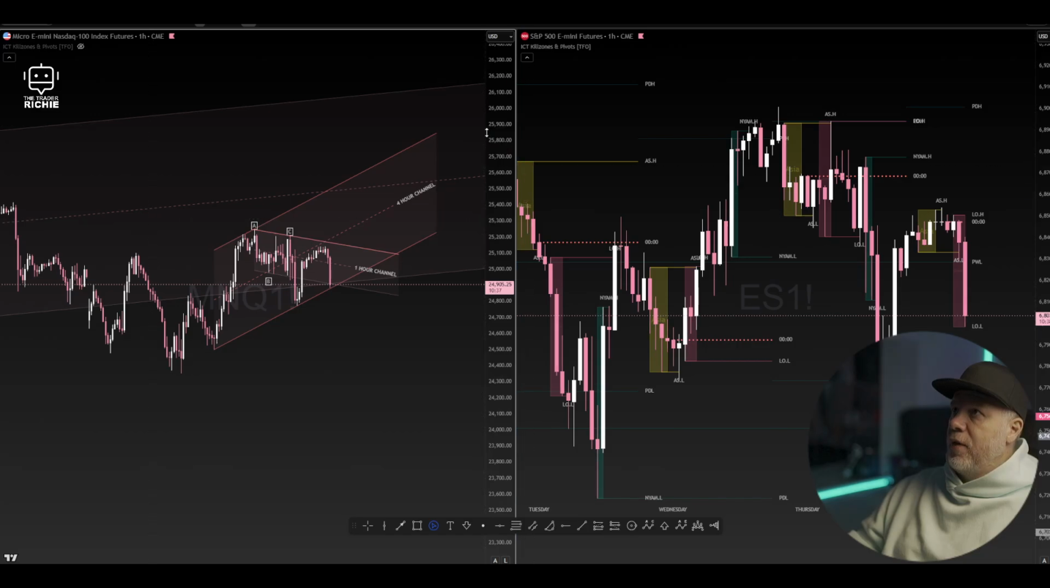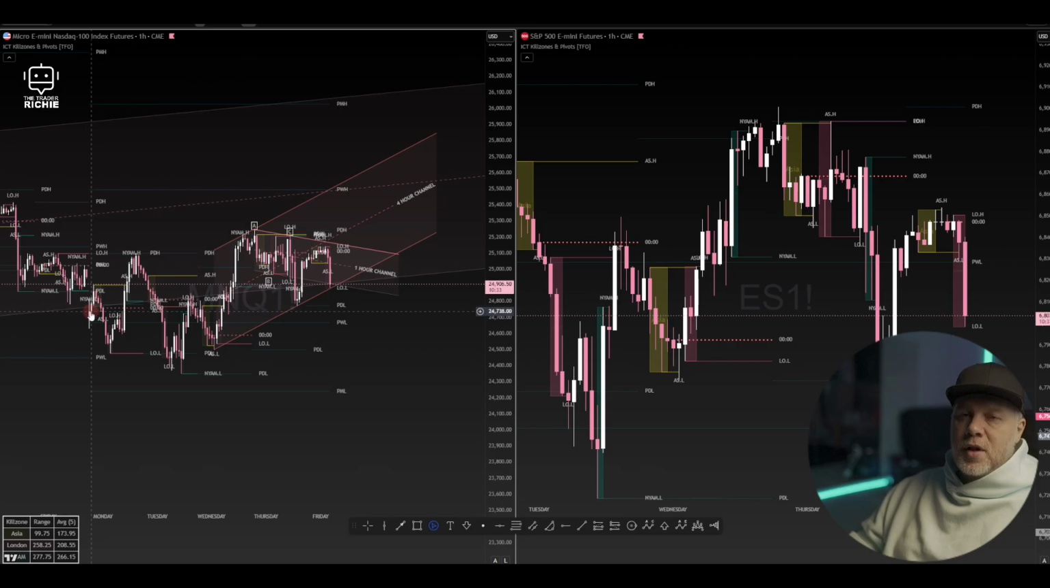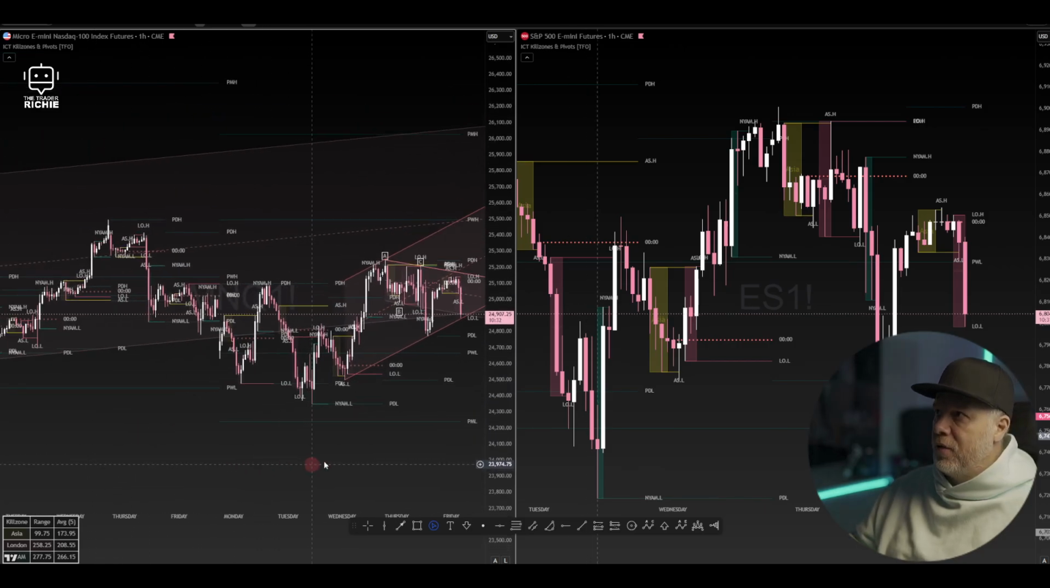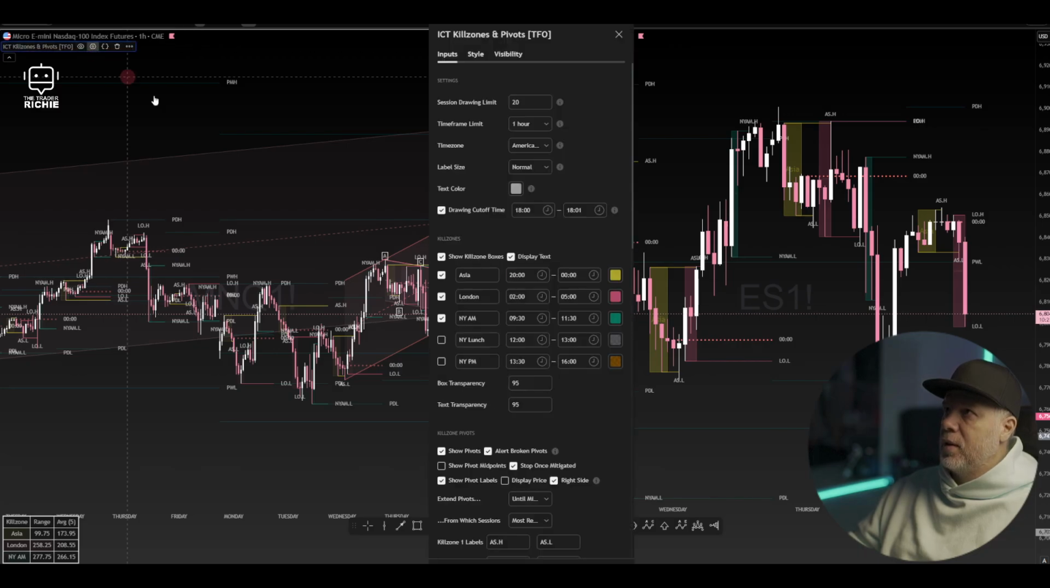So nothing too fancy on here. I do have the ICT kill zones and pivot points by TFO. I have the boxes turned off, so let's have a quick look at my settings. I've got session drawing limit at 20, which means it's going to draw the sessions 20 days back. I've got a time frame limit of 1 hour.